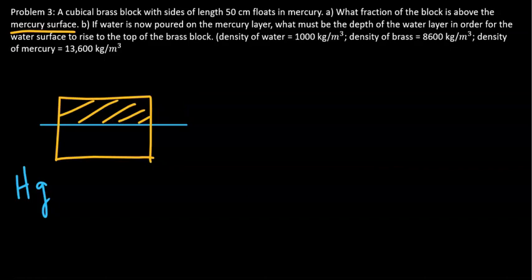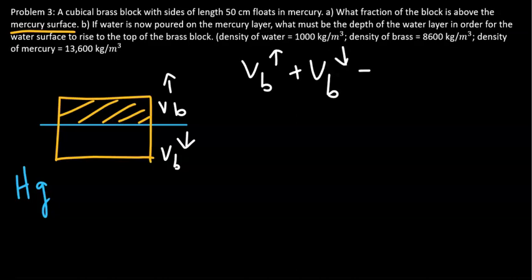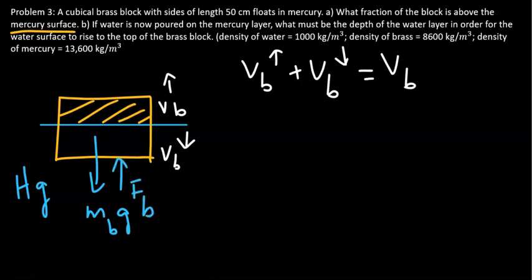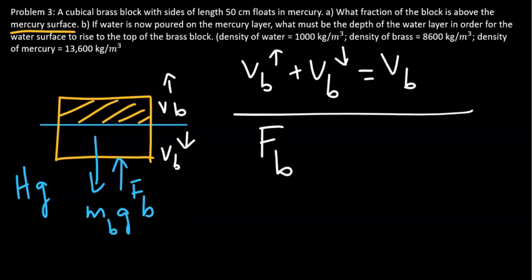So let's label the portion of the block above the mercury surface as V_B up, and the portion of the block below the mercury surface as V_B down. So when you add V_B up plus V_B down, that's going to give you the total volume of the block. Now since this block is floating, the weight of the block, mass of the block times gravity, equals the upward buoyant force on the block. So we can simply write the buoyant force on this brass block equals the weight of that block. So this is from the free body diagram.